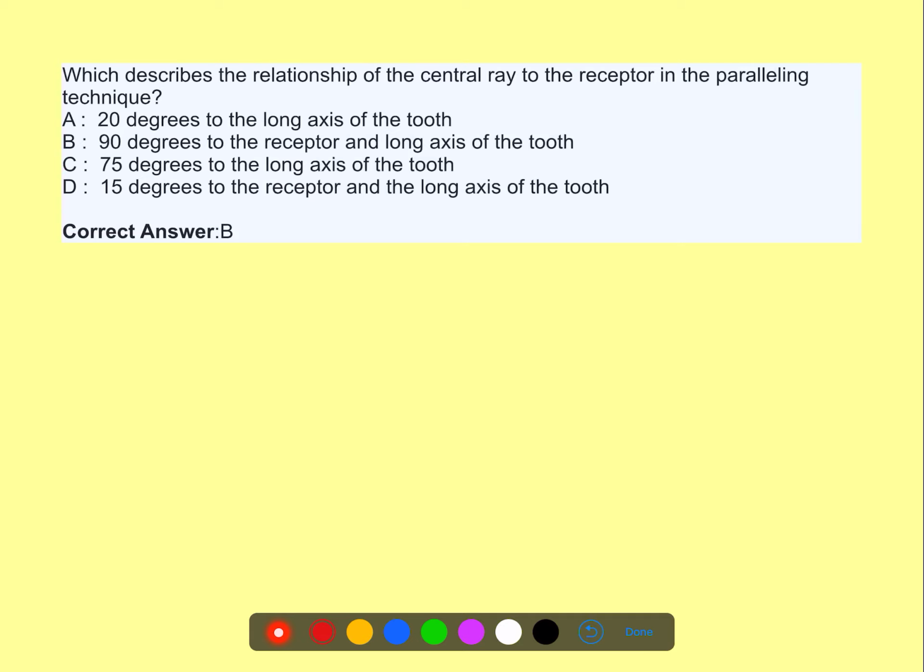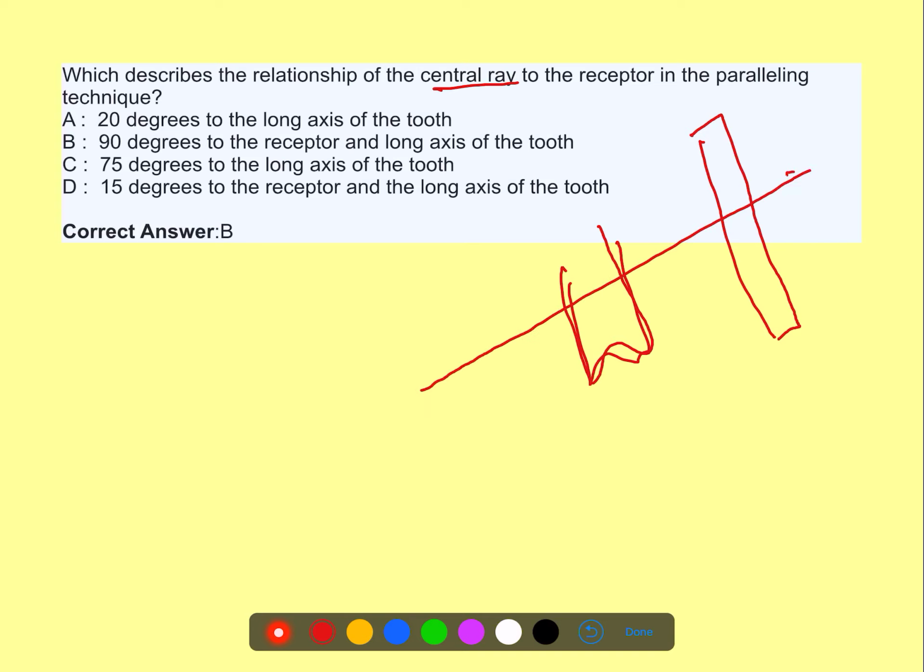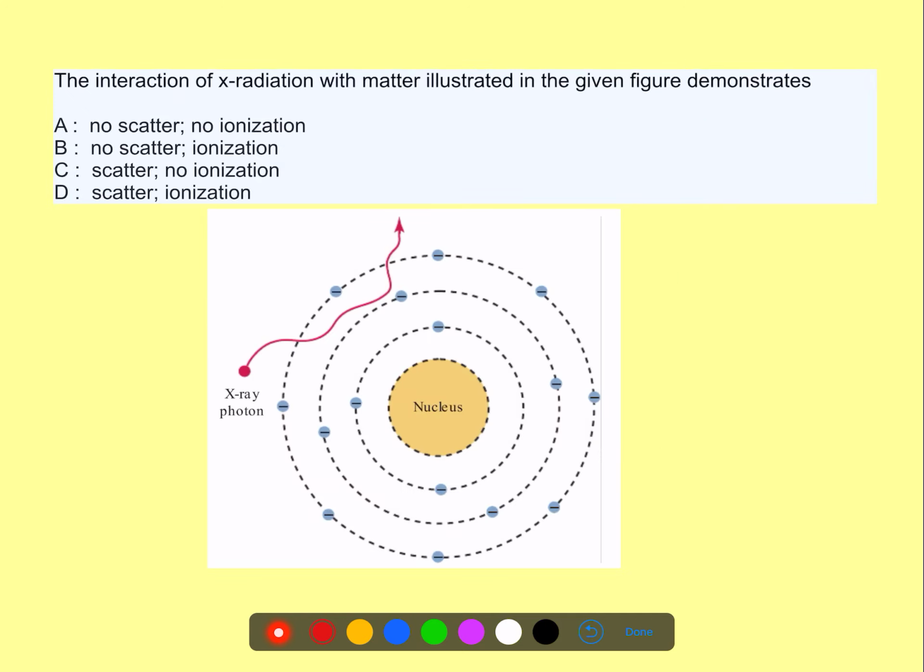Which describes the relationship of central ray to the receptor in the paralleling technique? So in the paralleling technique, what is the central ray relationship? If you take, this is a tooth and this is a receptor. So these are arranged parallel to each other, and the central ray is passed perpendicular, or 90 degrees, to the receptor and also the long axis of the tooth. So the option is B.